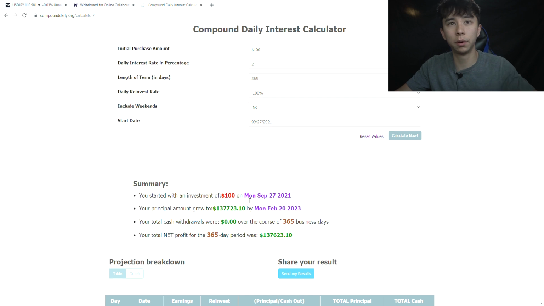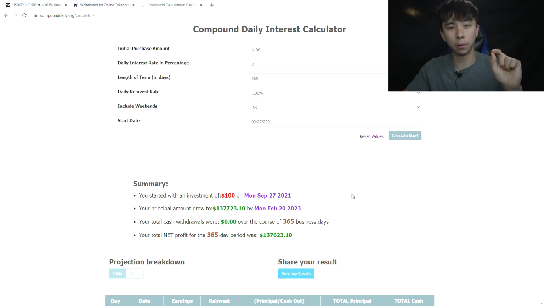So if you started with $100, within 1 year, you would have made $137,000 just from a $100 account. Now that goes to show the power of compound interest. And this is only if you make 2% daily, not including weekends either.